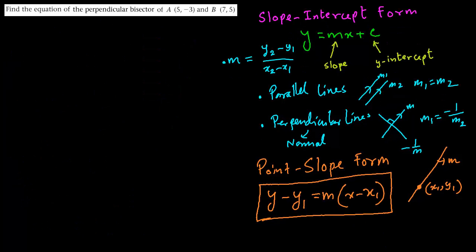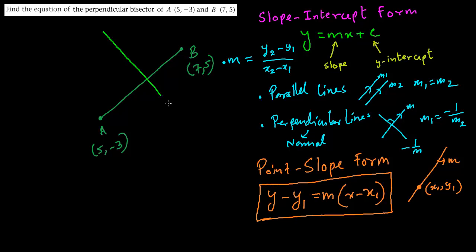One final question. Find the equation of the perpendicular bisector of AB. Now, the perpendicular bisector of AB is not the equation of AB. This is the line AB, and it passes through 2 points. One is 5, minus 3 and the other is 7, 5. If we had to find the equation of AB, we would find the gradient of the line AB and take the first point. That's what we do. But this one, we have to find the perpendicular bisector of AB.